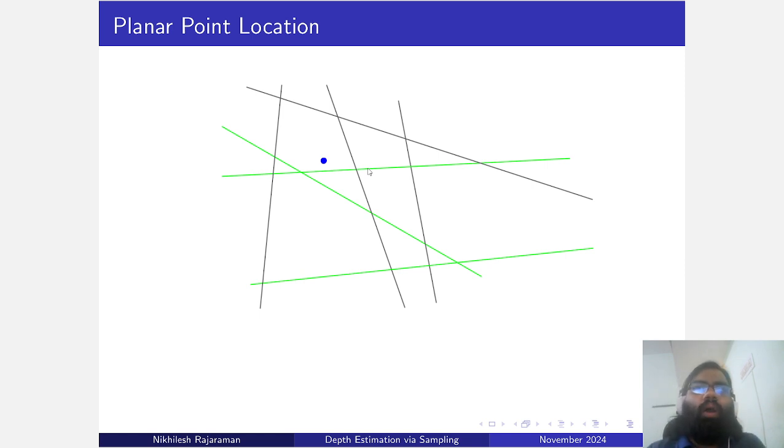Instead of finding all of the lines that lie below this query point, it turns out that it's sufficient if we can just count the number of lines that lie below this query point. And it turns out that the general point location problem actually does reduce to this counting problem. So we look at this counting version of the point location problem.